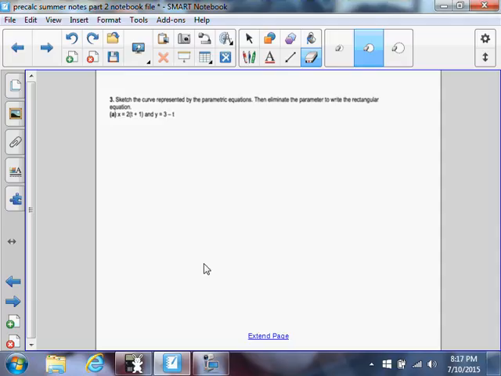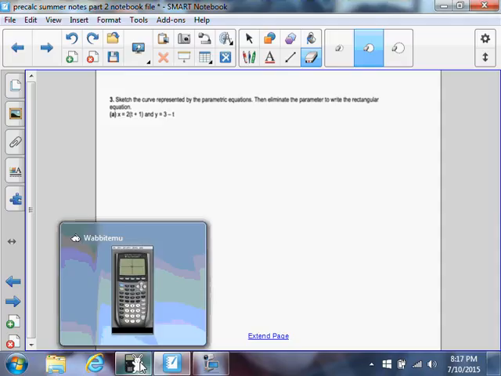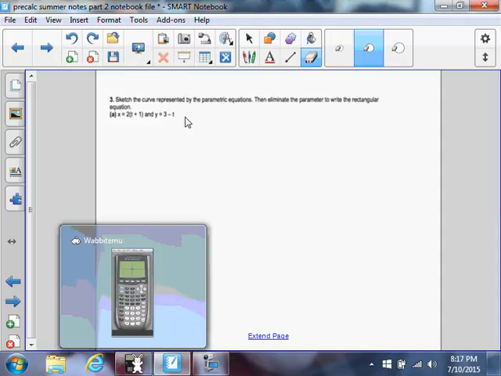So sketch the curve, so I guess I have one more before that. Sketch the curve represented by the parametric equations, then eliminate the parameter to write the rectangular equation. So I don't want you guys to be totally dependent on your calculator for these, because sometimes your calculator can be a little misleading. On this one, I don't say what t should be between.